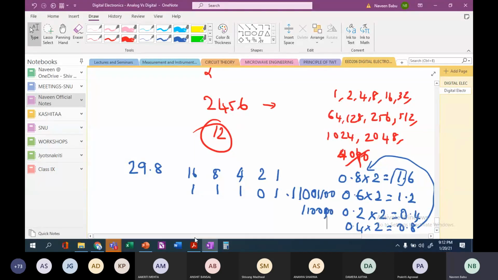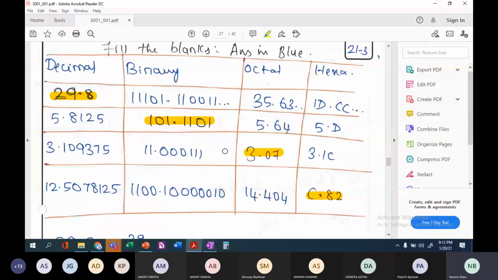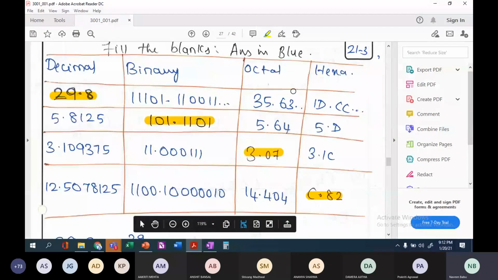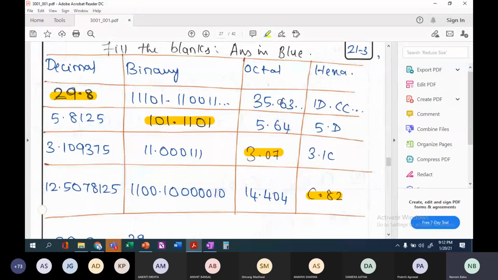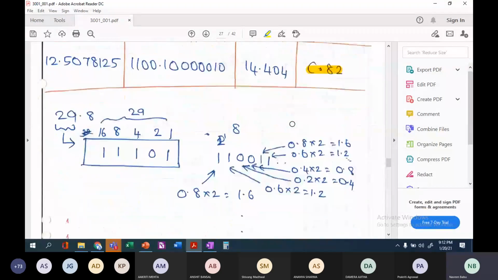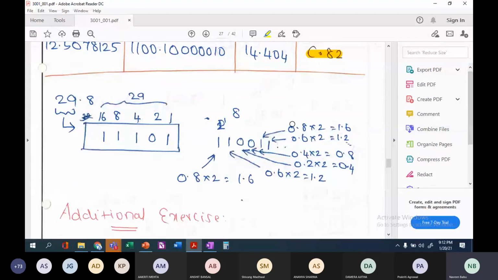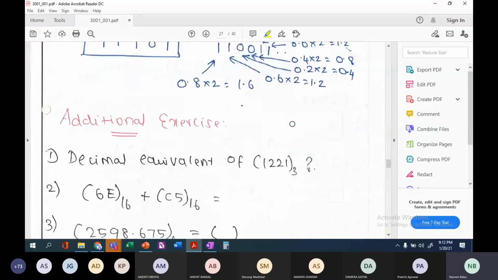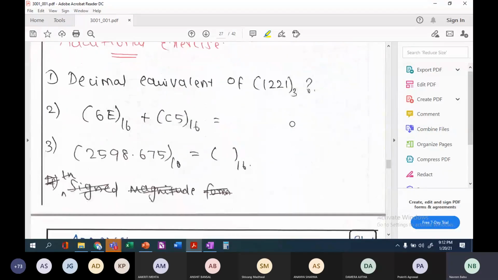Okay, all right. And how do you convert this into octal? The formula is the same. You group into 3, you can convert to octal. You group into 4, you can convert to hexa. So likewise, do this particular exercise. Maybe later on I'll give you this. So there are additional exercises maybe you can take.